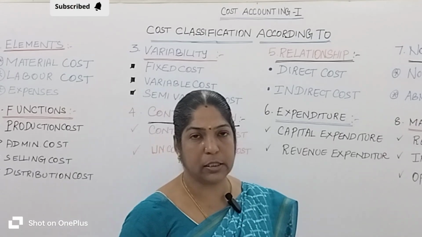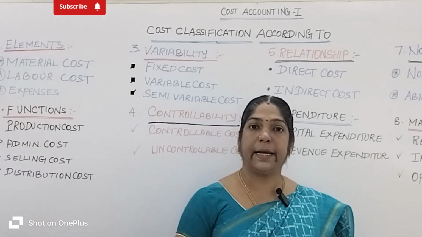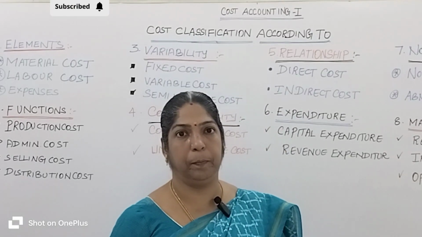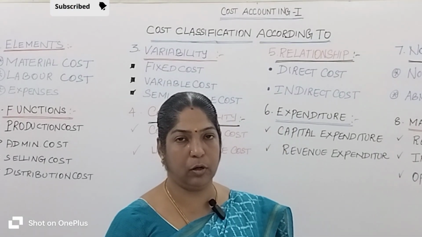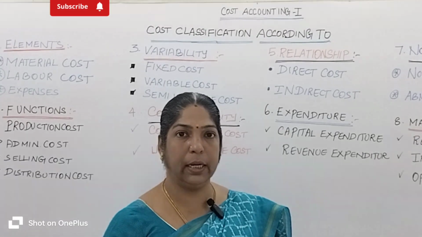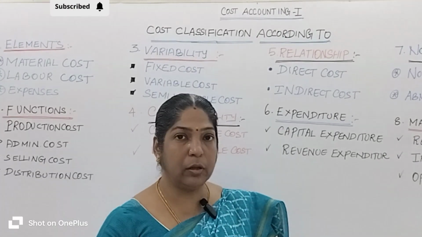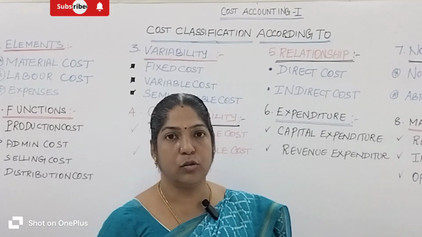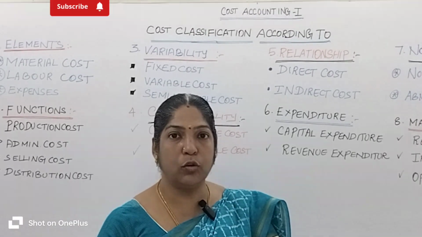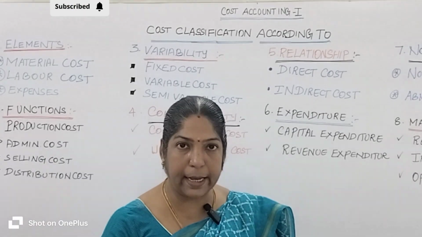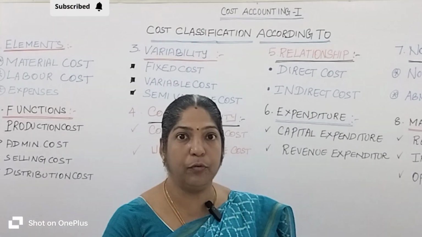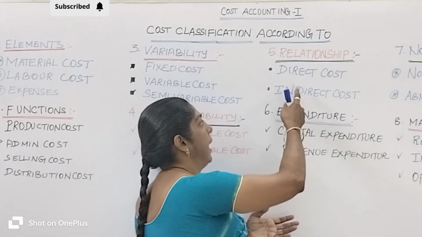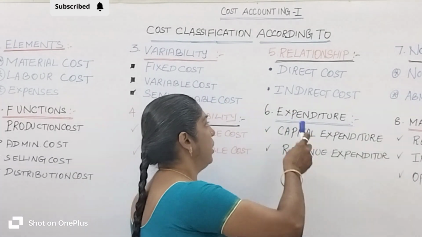Let's take the bakery business for example. In a bakery, you use flour for making bread. Here, purchasing the flour is the direct cost, because it is directly used for making the bread. With that flour only you can make bread, so that flour is the direct cost. Got it? Let's come to the indirect cost.